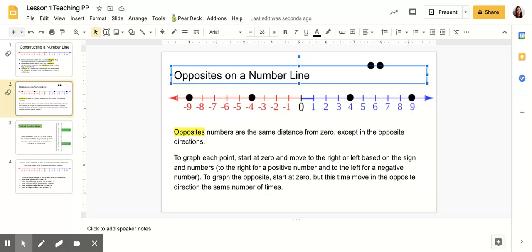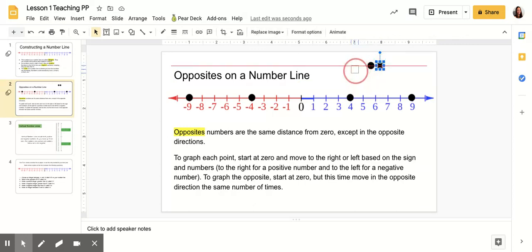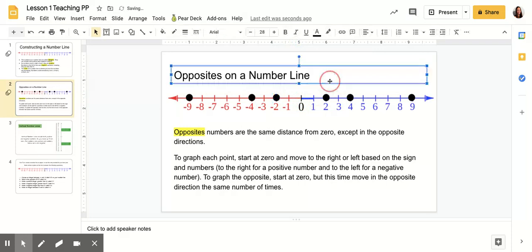So again, I'm always starting at 0, but I'm moving in the opposite direction the same number of times. We could do one more. Let's say we wanted to do 2. So again, I start at 0, I move 2 spaces to the left. If I wanted to plot the opposite of that, again, start at 0, and I move 2 spaces to the right. This time that would make me end up at negative 2. So the opposite of 2 would be negative 2, or the opposite of negative 2 would be 2.